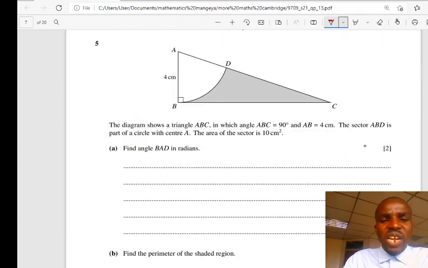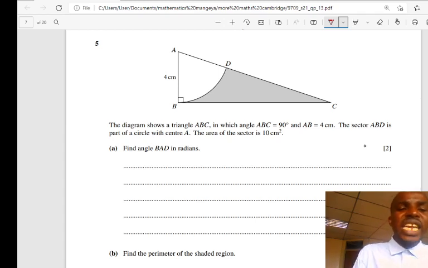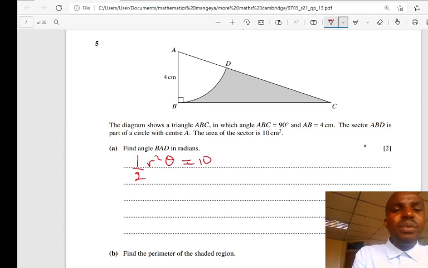Question number 5. The diagram shows a triangle ABC in which angle ABC is 90 degrees and AB is 4 centimeters. The sector ABD is part of a circle with center A. The area of the sector is 10 square centimeters. Find angle BAD. So what is the area of the sector? It is half r squared theta, and you are being told that is 10 here. The angle that you want, BAD, is this one.